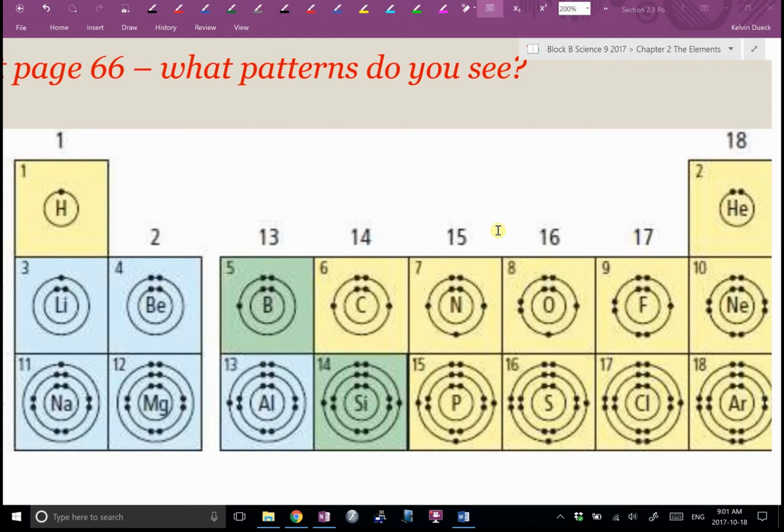How many electrons are there in the second period, in the second row? How many elements are there? 8. That second row, that second shell, can hold 8 electrons. Okay. In fact, you're going to learn something called the 2-8-8-18 rule, because that's how your periodic table works. It's 2 in the first shell, 8 in the second shell, 8 in the third shell.